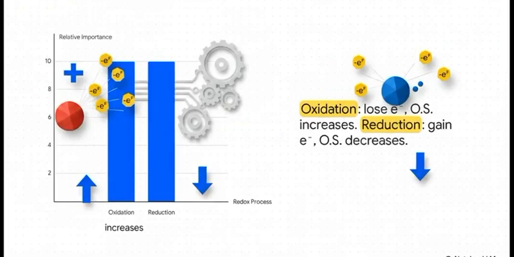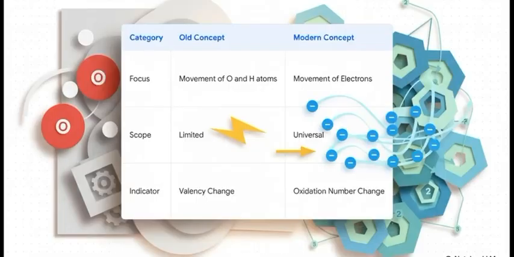So, let's boil this all down to the one thing you absolutely have to remember. When something is oxidized, it loses negative electrons, so its oxidation state goes up. It becomes more positive. When something is reduced, it gains negative electrons, so its oxidation state goes down. It becomes more negative. Oxidation is an increase, reduction is a decrease. That's the golden rule.